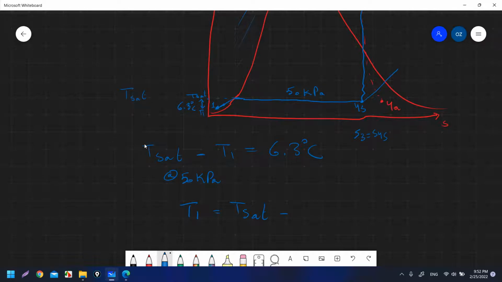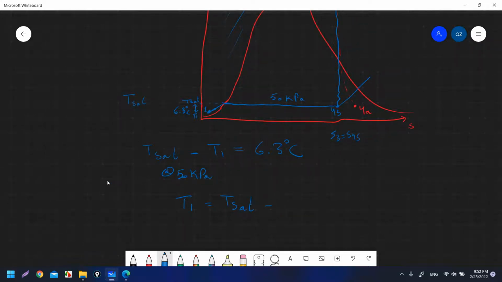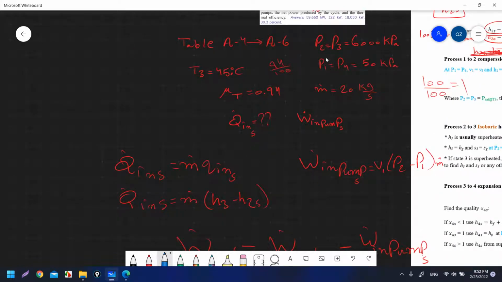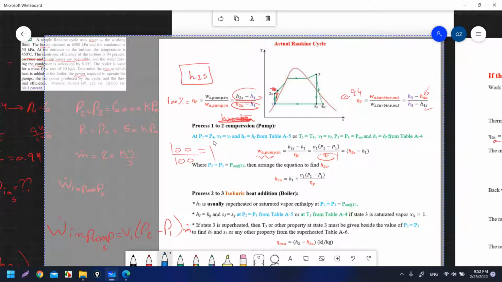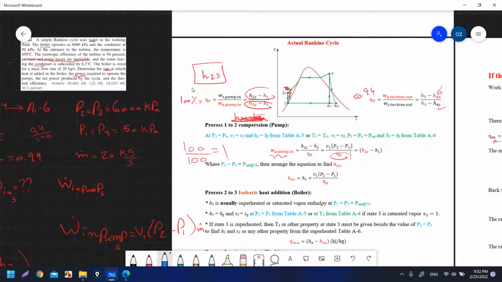Because if I don't have T1, I cannot find the enthalpy for state 1. You already have the pressure P1. Why not use P1 to calculate H1? Like from this equation, H1 equals HF, and this is what we did when it was saturated liquid. When it is saturated liquid, saturated vapor, or a mixture, it will be on the same line, this same line, right? It means the pressure and temperature depend on each other.